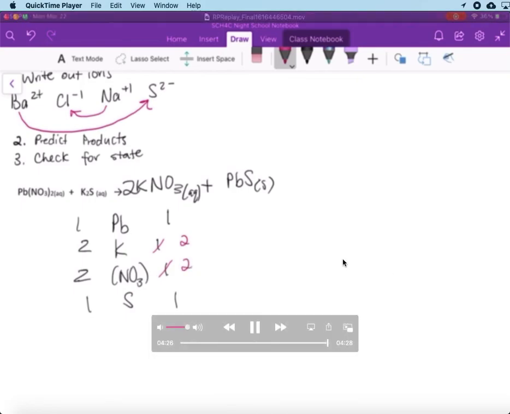I'm going to put a 2 coefficient here to balance out the potassium and the nitrate, and now we have completed this precipitate reaction.